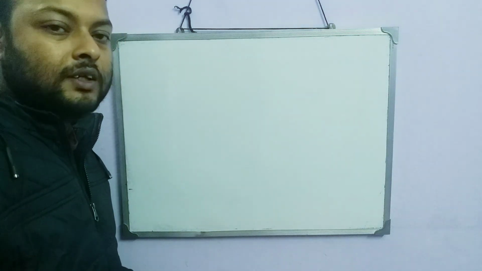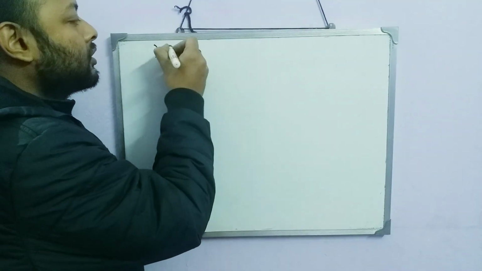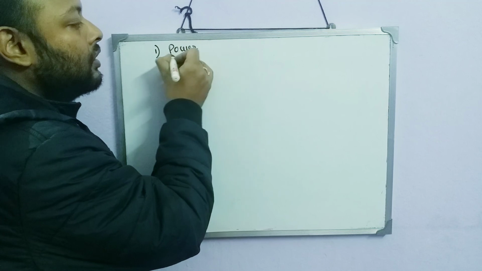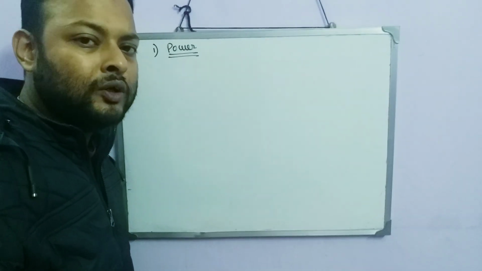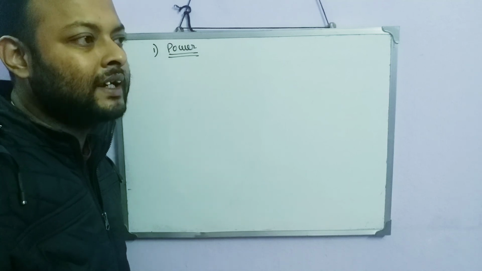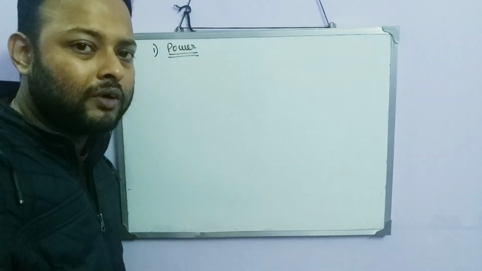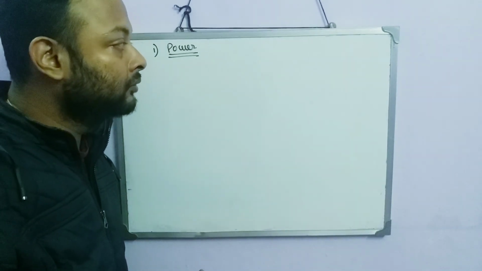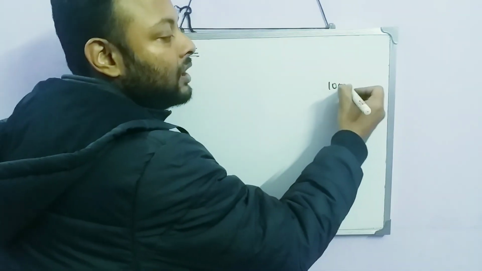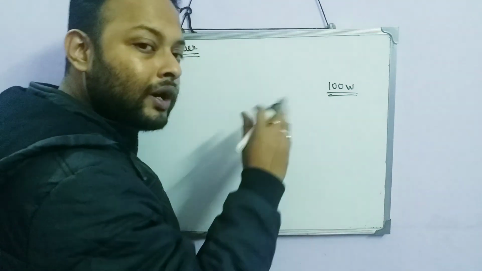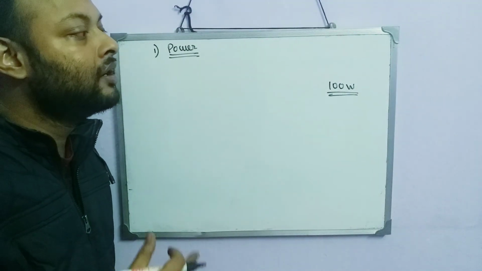Let's discuss the first topic, which is power. You know the SI unit of power: the SI unit of power is watt. But what does that mean? If I say a bulb is 100 watt, what do you understand by this? Let's figure that out.